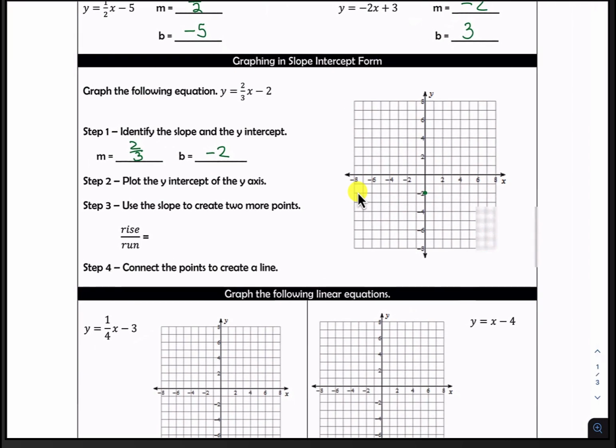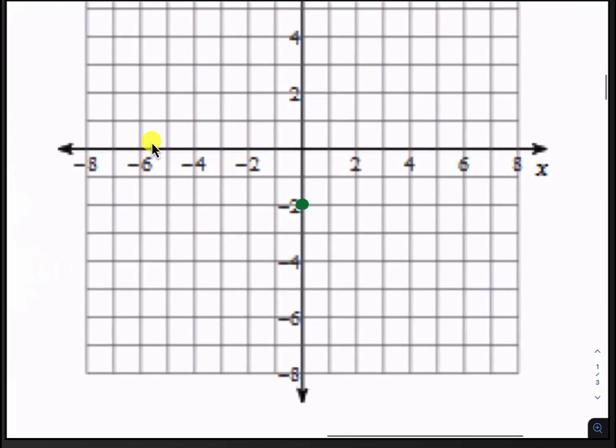All right, the next step. Step 3, use the slope to create 2 more points. Now, our slope was 2/3. What that means is from the y-intercept here at negative 2, we're going to go up 2 and then over to the right 3. So that's our rise. The rise is up 2, and then the run is over to the right 3. So up 2 and over 3. And that gives us our second point.